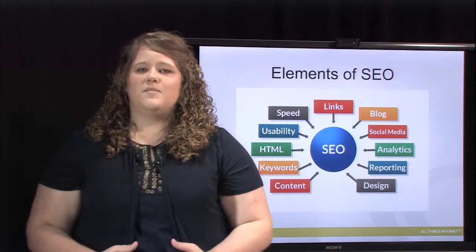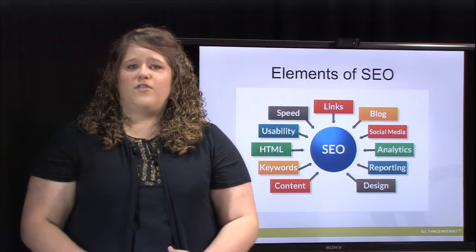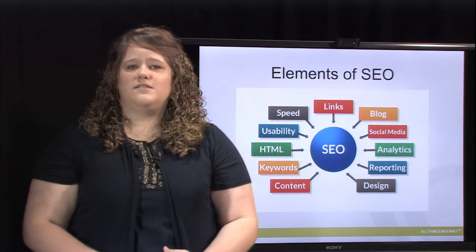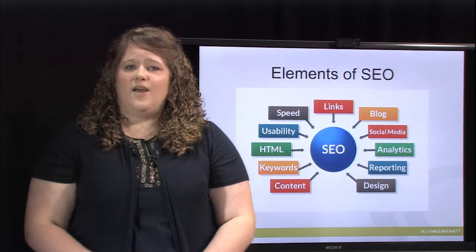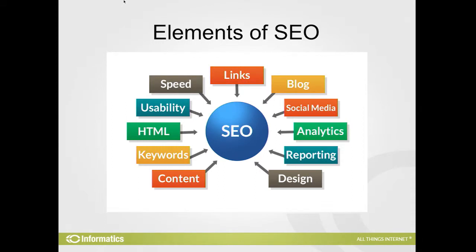There are many elements and things to consider in SEO. As you can see from this graph, there are many different components and things to understand. Today, we're going to focus on 5 key areas, which include keywords, content, links, analytics, and touching a little bit on the HTML, or how your website is constructed. So to start with, let's look at keywords.